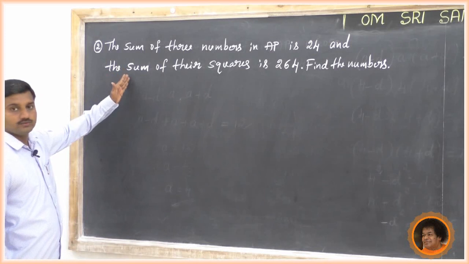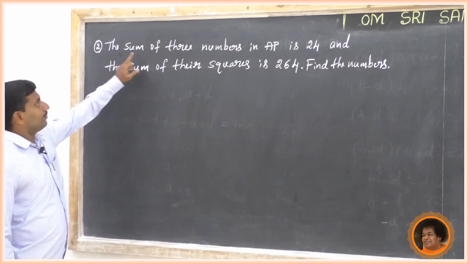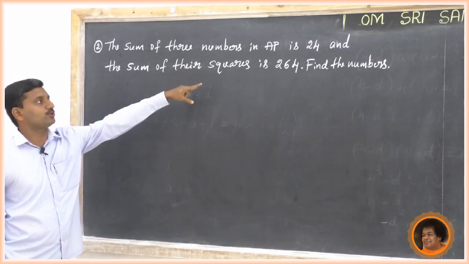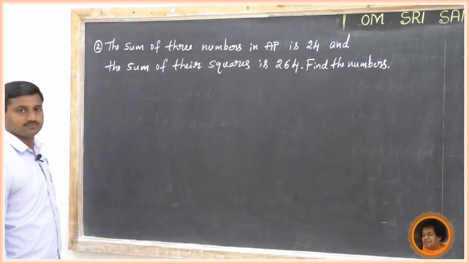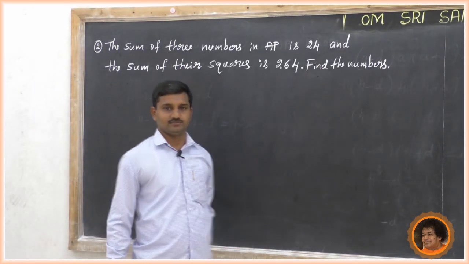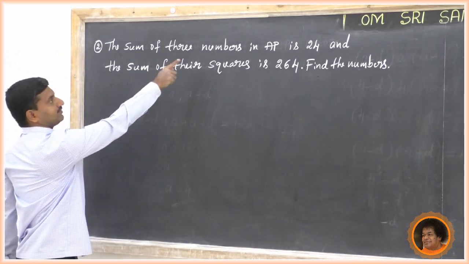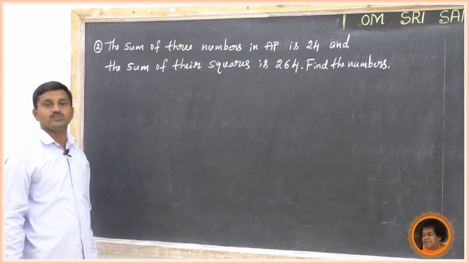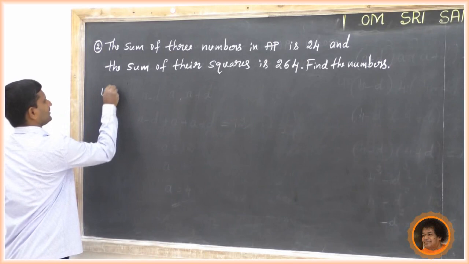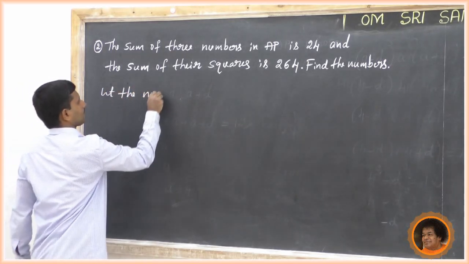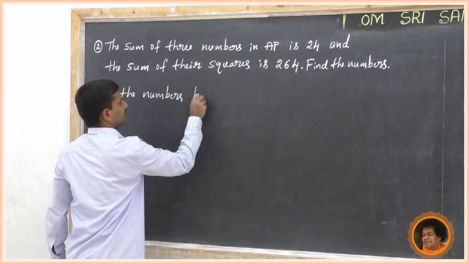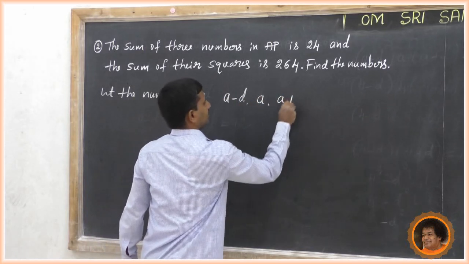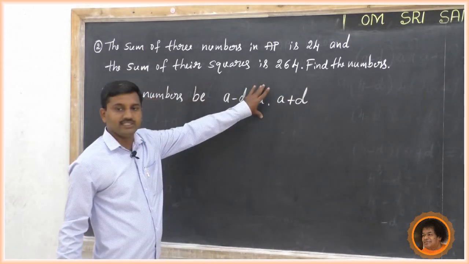Next we pass on to the second question. The sum of the three numbers in AP is 24 and the sum of their squares is 264. Find the numbers. The given question is to find the numbers, but the conditions given are the sum is 24 and the sum of their squares is 264. So let the numbers be a minus d, a, a plus d, where a is the middle term.